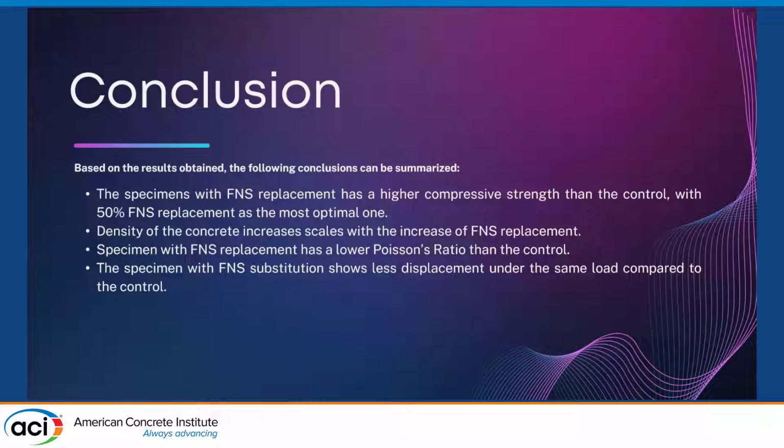And for the last point of the conclusion, the specimen with FNS substitution shows less displacement under the same loading. This means that the specimen has more stiffness. We need to keep this in mind if we want to make a structural element or maybe a structural system that needs a stiffer element in it. This might be helpful.